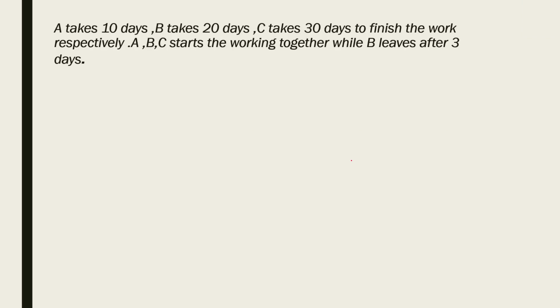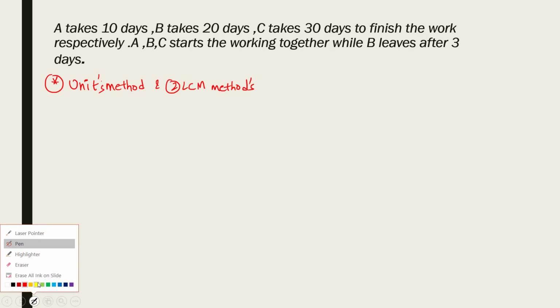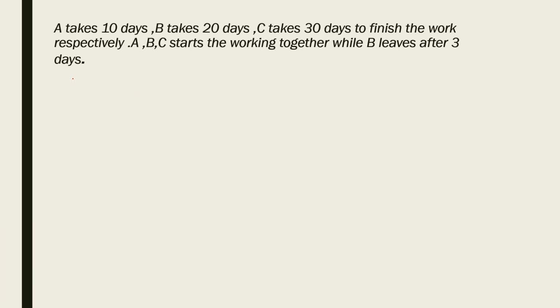So there are two methods with which you can solve time and work problems. I would like to call them the units method, because you will consider the whole work as one unit, and the second one the LCM method. We're going to see two methods for this problem, and you will decide which one is easier. I'll show you the units method first. It is the general method that most of the time we use.